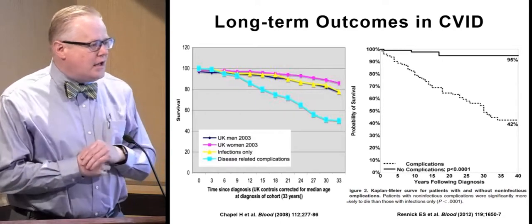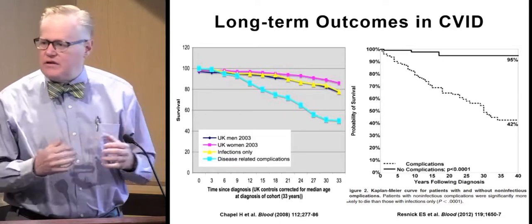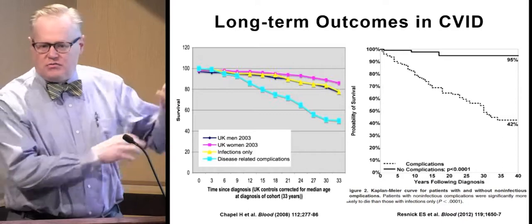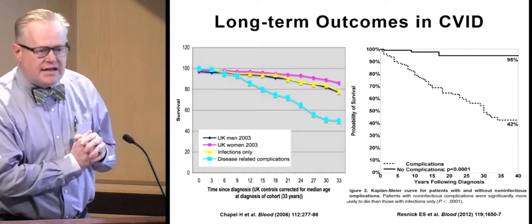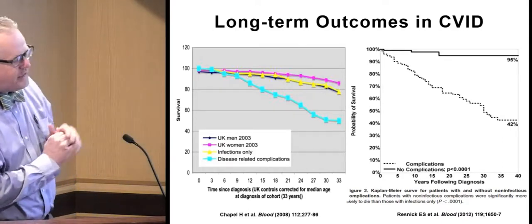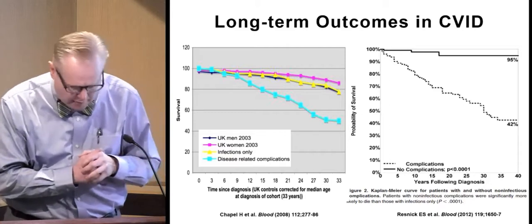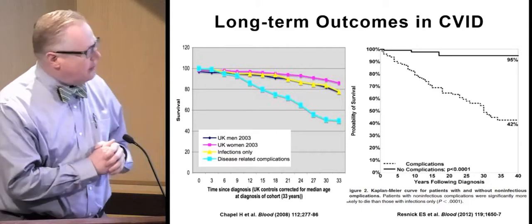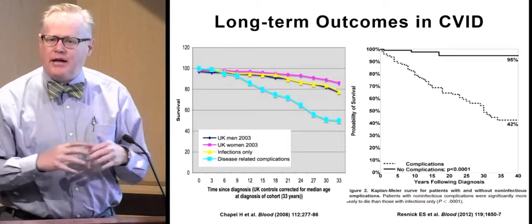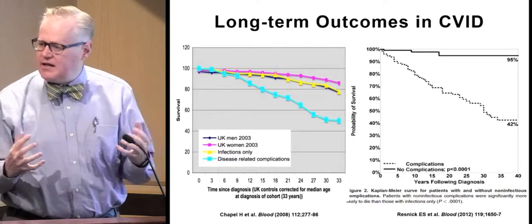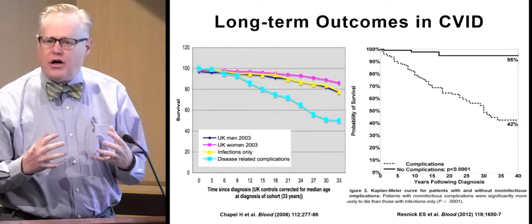Now, you may say, why is this so important? Why is autoimmunity important in these immune deficiency disorders? I want to just use this as an example. These two graphs are from a couple of retrospective papers looking at one of the most common immune deficiencies that we see in clinical immunology. This is common variable immunodeficiency.